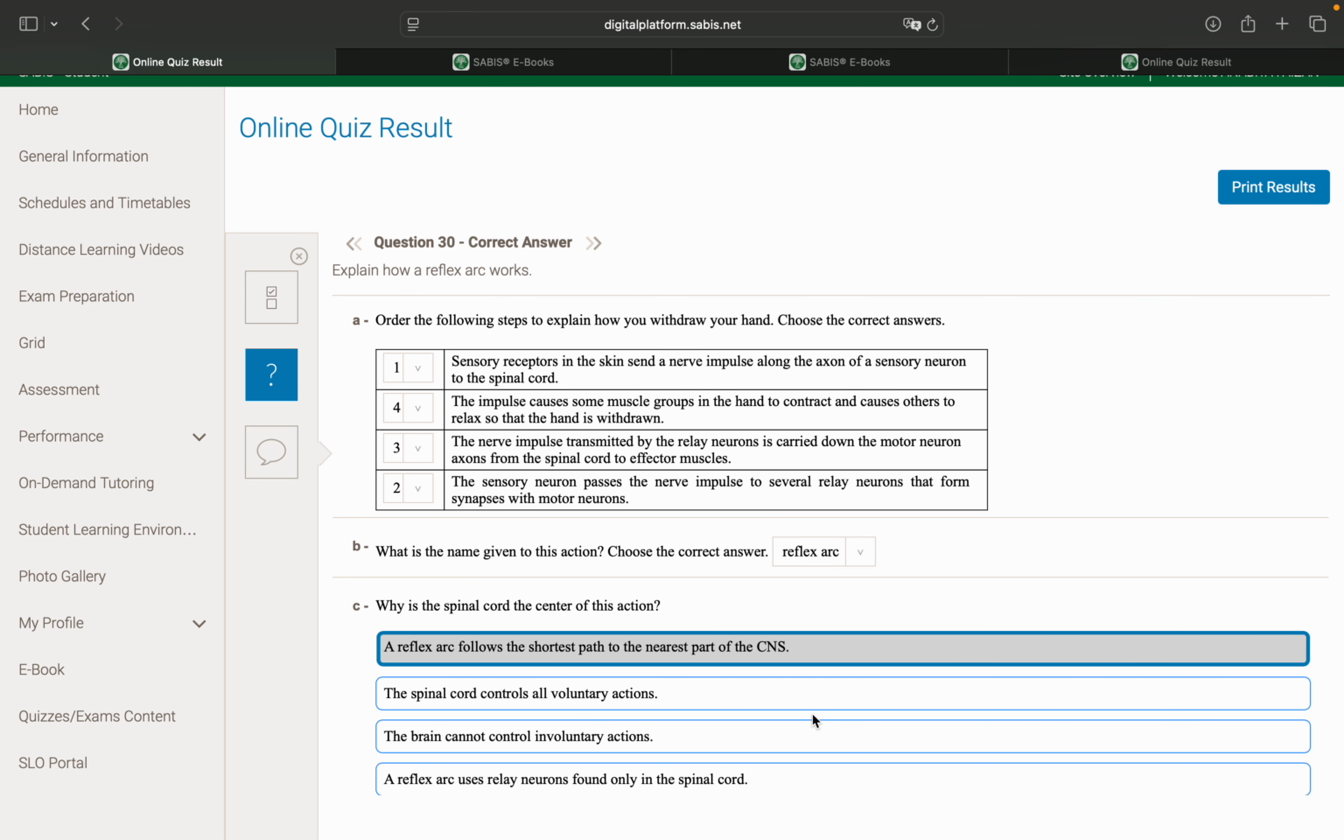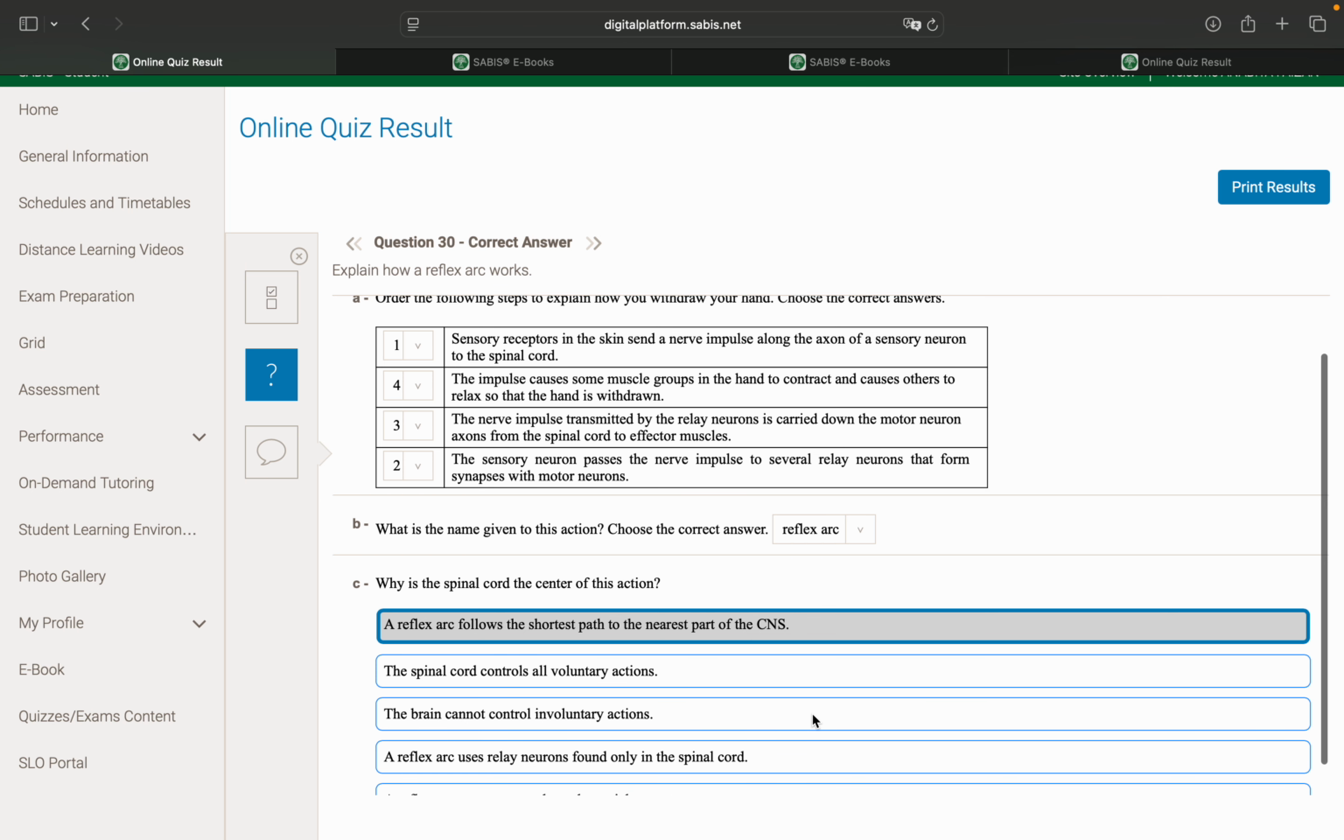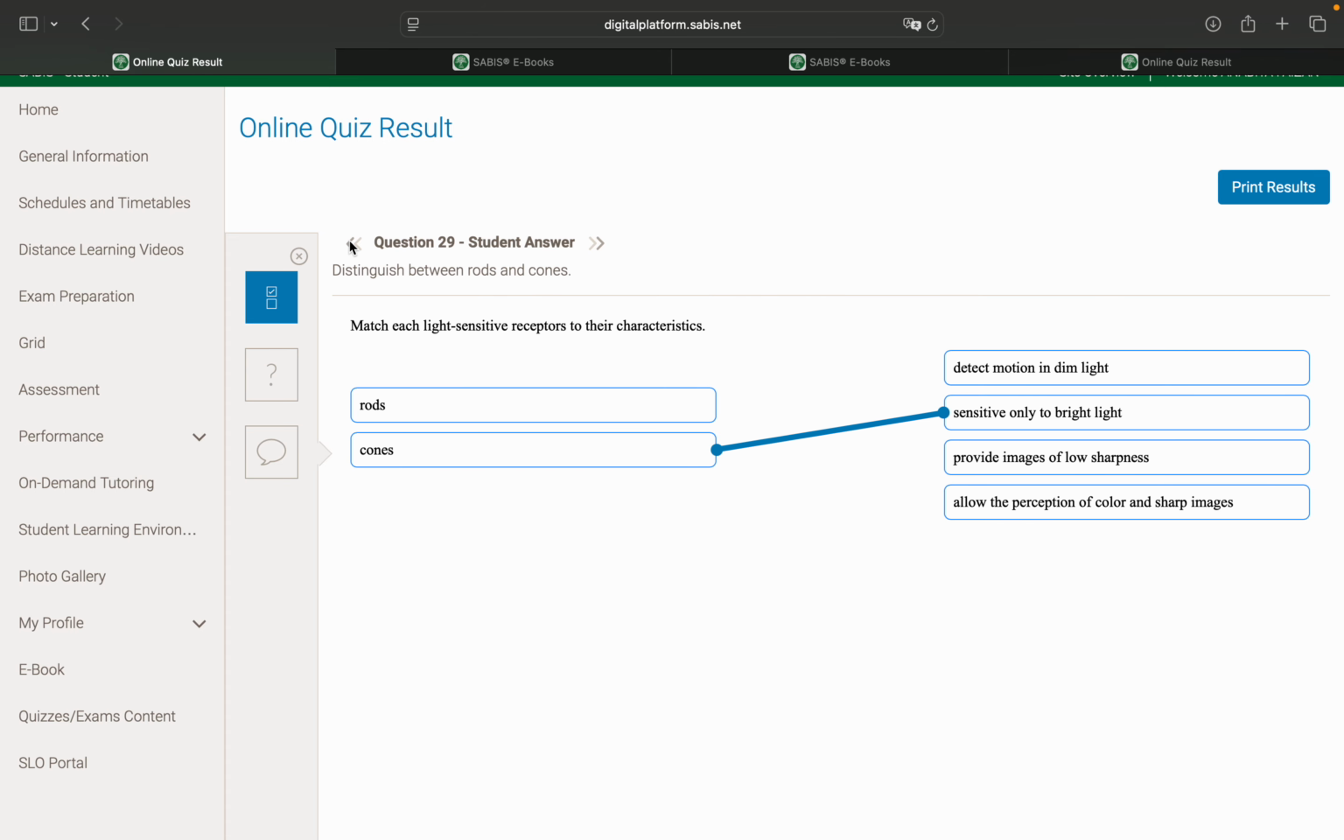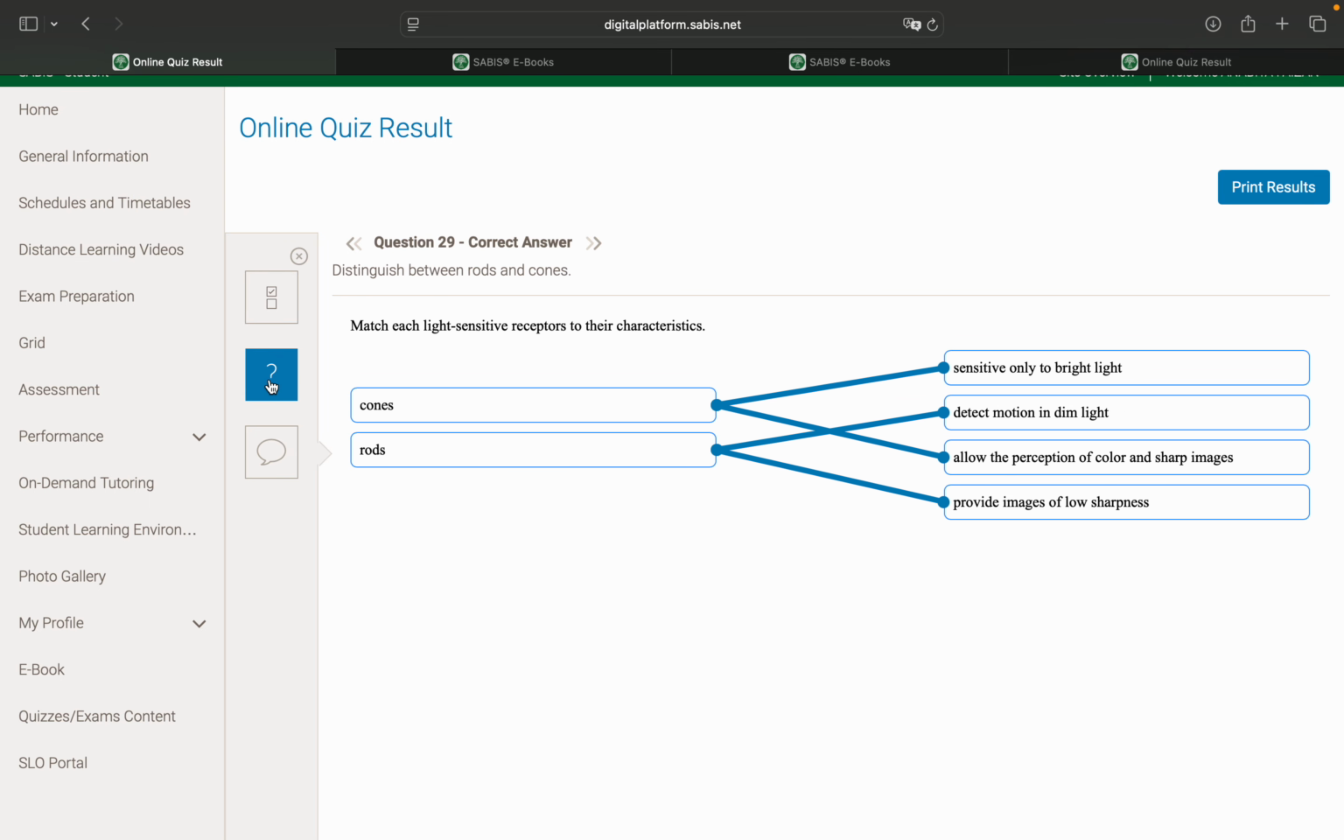So, the name of this action is the reflex arc. Why is the spinal cord the center of this action? A reflex arc follows the shortest path to the nearest part of the central nervous system. That's why. Okay, as we said before, rods detect motion in dim light and they provide images of low sharpness. Cones are sensitive to bright light and they allow the perception of color and sharp images.